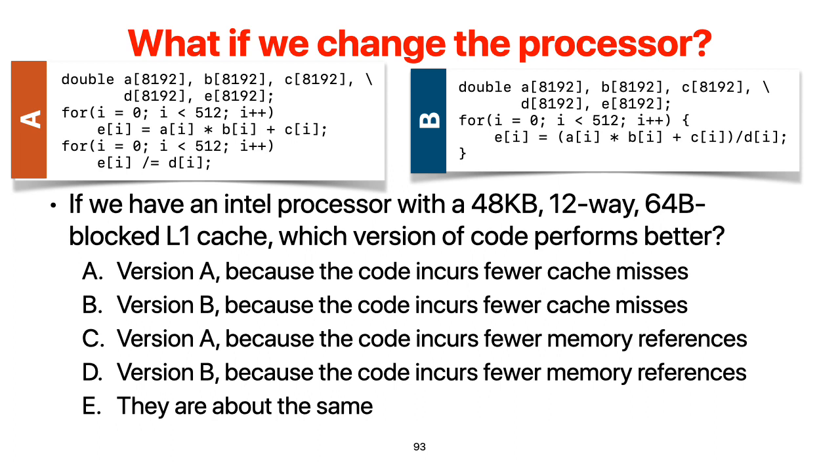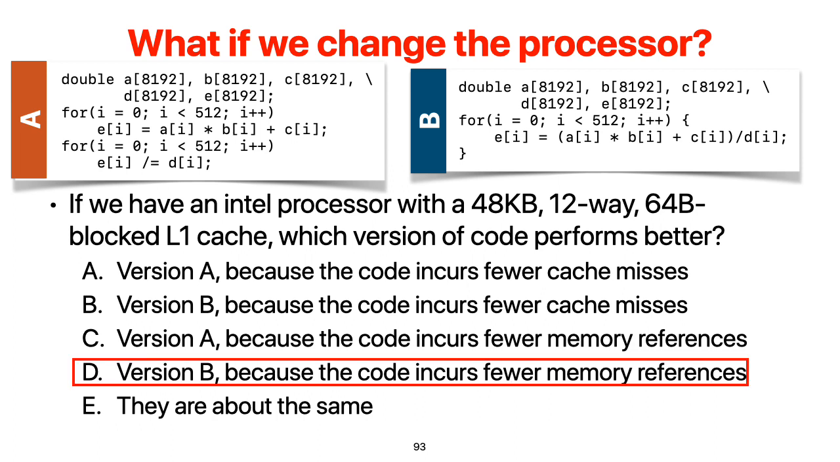And if you have a processor like an Intel processor, the right-hand side would actually be better because the number of memory references is smaller, and both of them already have very high cache hit rate.